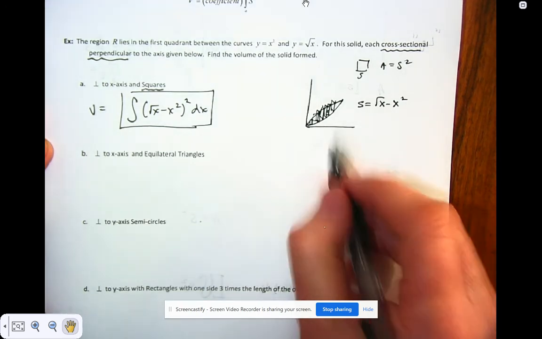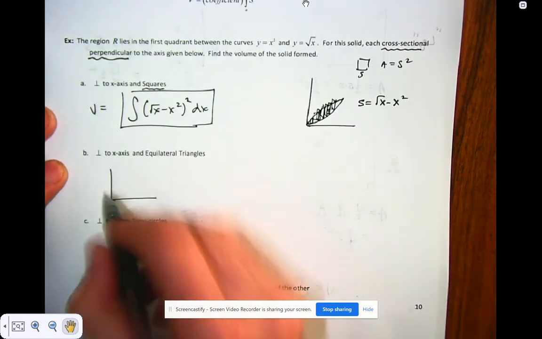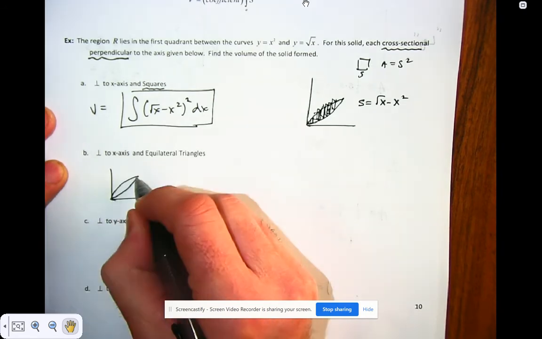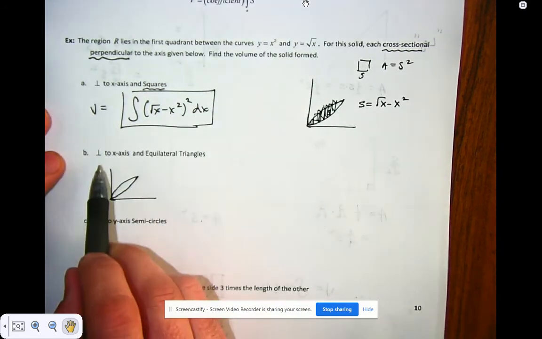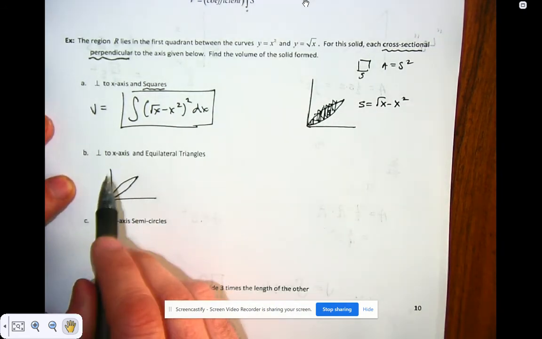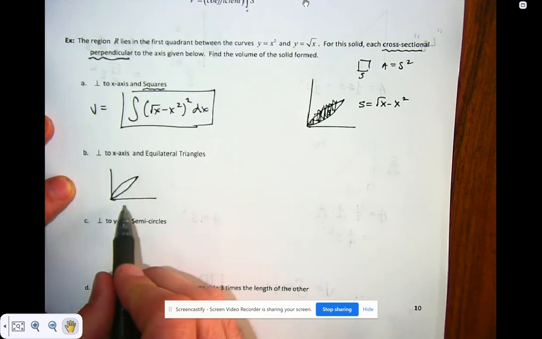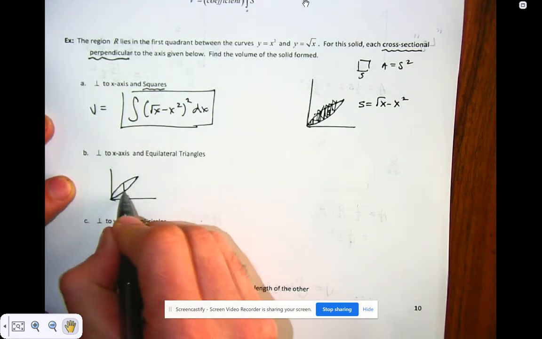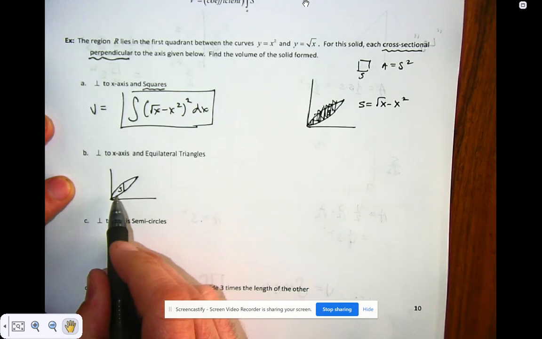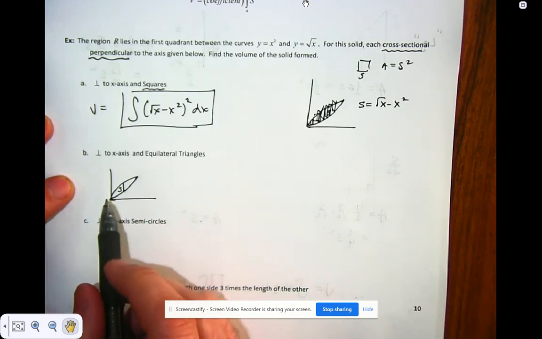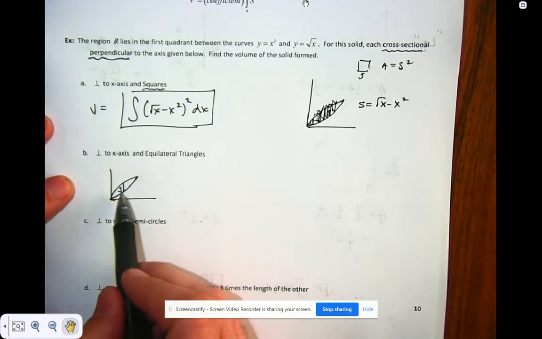So we're good. Let's do the same region. We've got square root of x, y equals x squared. It says perpendicular to the x-axis. Okay, go draw your line segment. Perpendicular to the x-axis is right there. Label it S. Whose S is that? That's our S. Nobody knows what S is. The AP exam's not going to look at that and be like, ooh, it's S.